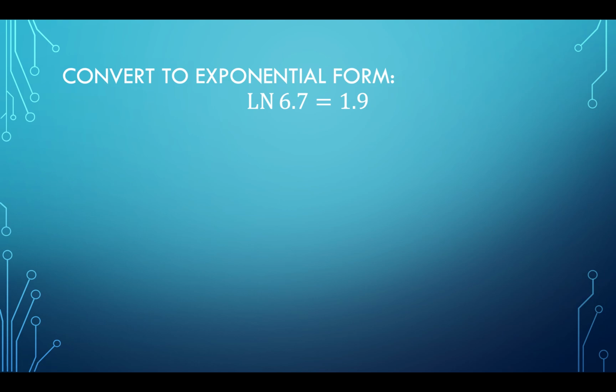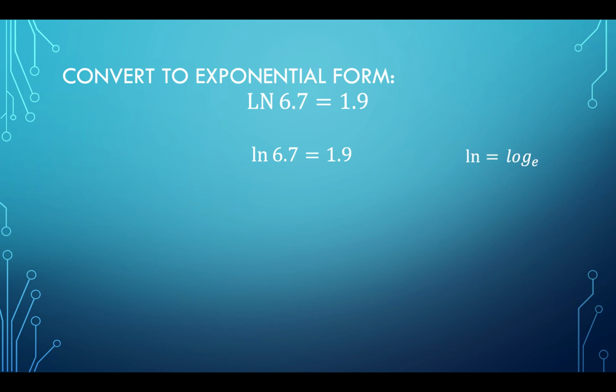Let's work the other way. Let's convert our log form to exponential form. So we have ln of 6.7 is equal to 1.9. So I rewrite it, ln of 6.7 is equal to 1.9. Some of you are going to say, well, Ms. Bogdan, how can I convert that to exponential form? I don't have a base.